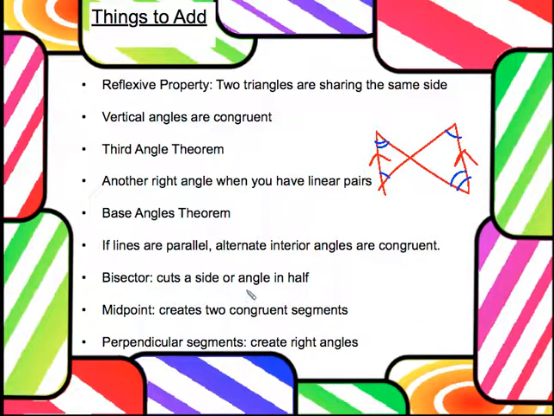Then bisect means it cuts it in half. So if it tells you that this line right here is bisecting this big angle, you know that angle is congruent to that angle.